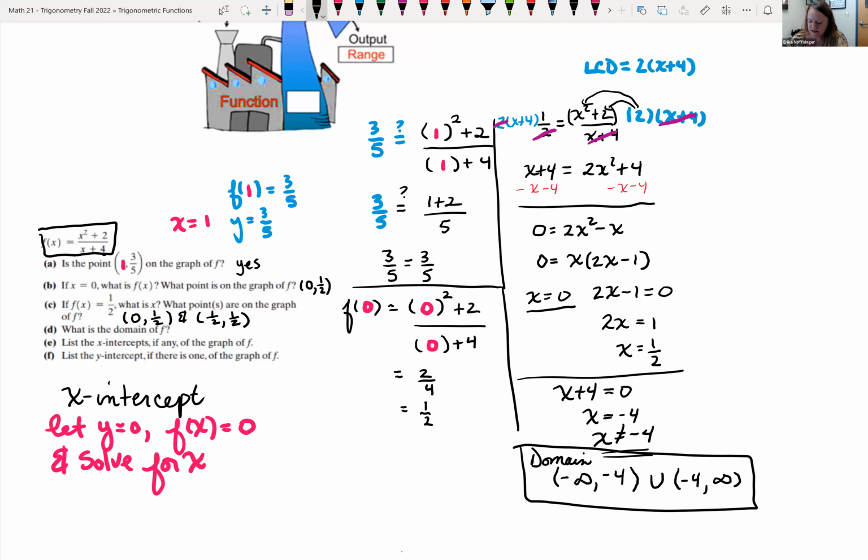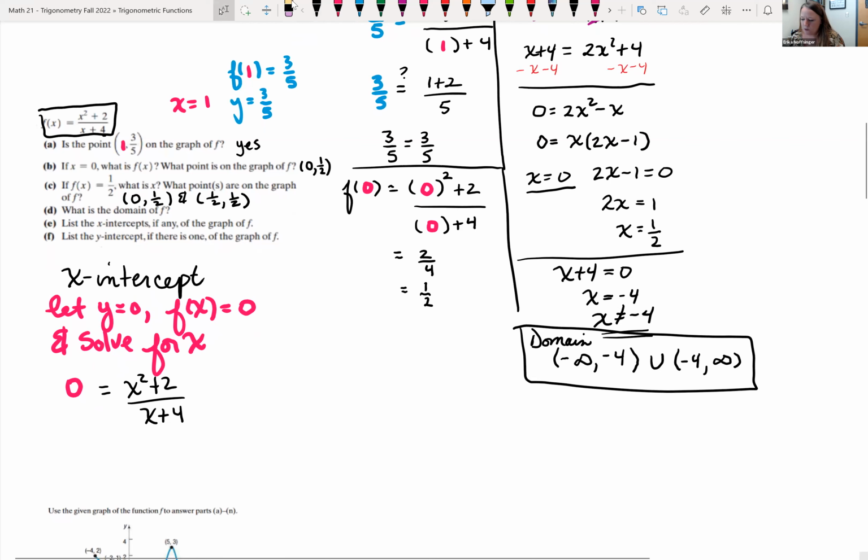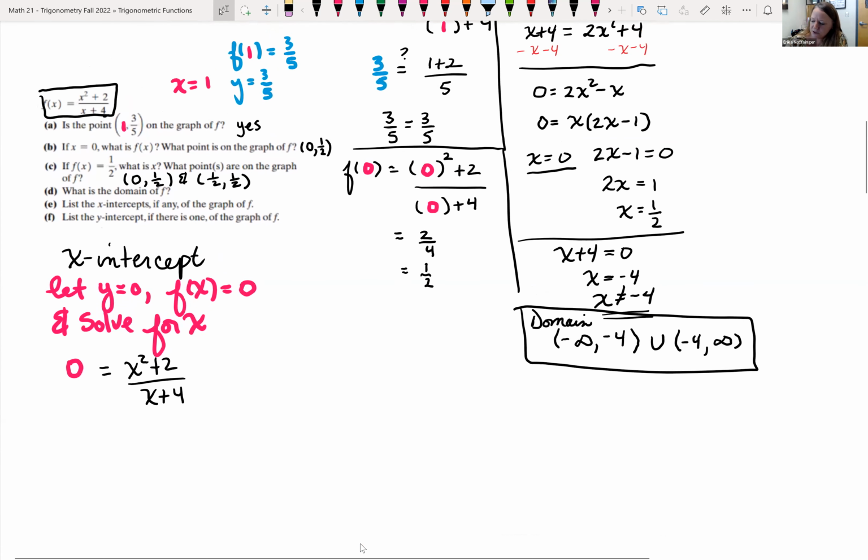So in this case, we're going to let f of x equals 0. This is equal to x squared plus 2 all over x plus 4. Again, I have a rational equation here that I'm solving for. And so I want to clear my fraction. I can clear that fraction by multiplying by my LCD, which is x plus 4. Well, x plus 4 times 0, that's just 0. This is equal to x squared plus 2.